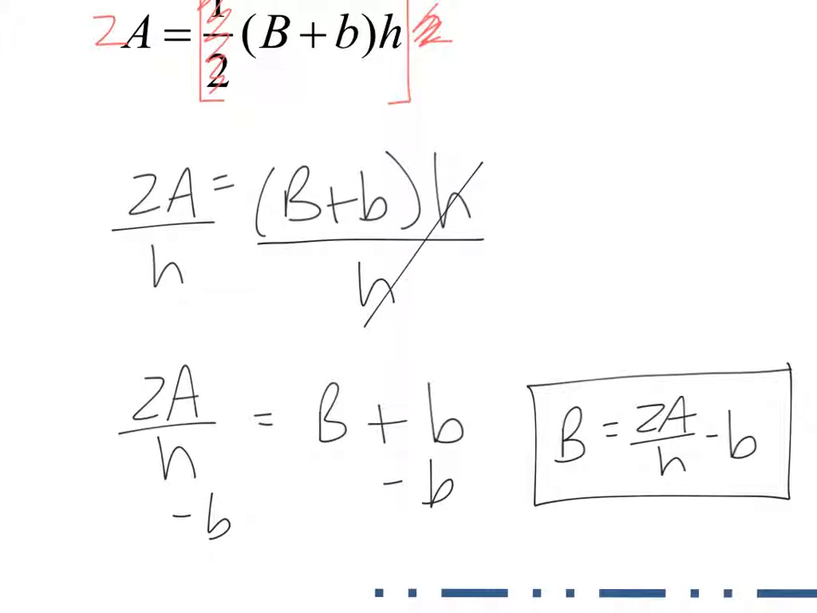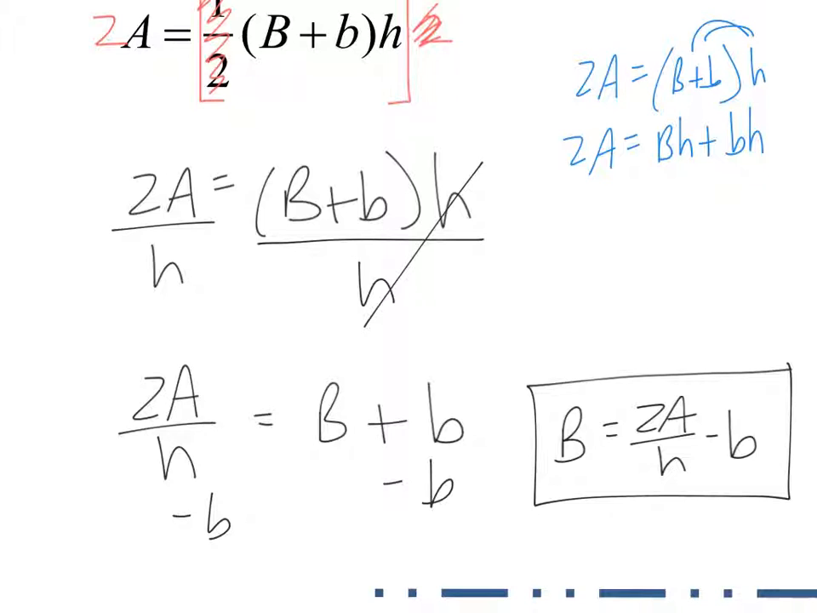Let me show you what that would have looked like, just in case you were curious. What if we would have distributed here? I'm going to recopy what we had before I divided by h, because there are multiple ways to do these problems. So maybe you were thinking 2A equals big B plus little b, times h. What if you were thinking distribute? That's fine. We have big B times h plus little b times h. I'm trying to get big B by itself, so right now I'm going to subtract the little b times h. That gives me 2A minus bh equals big B times h.